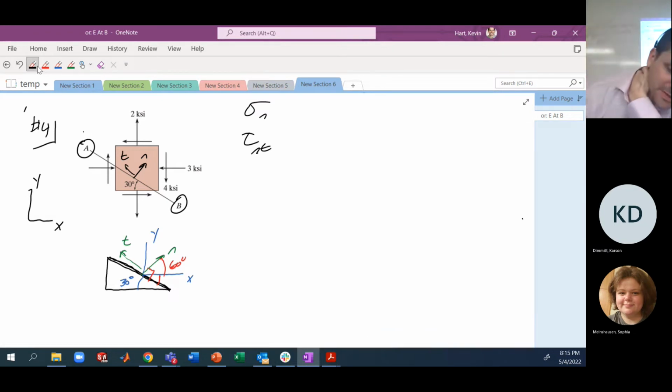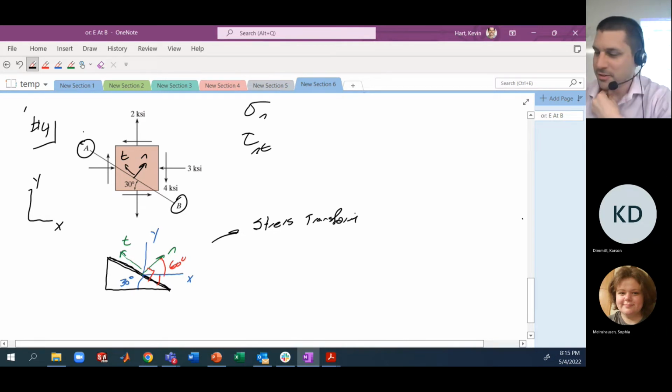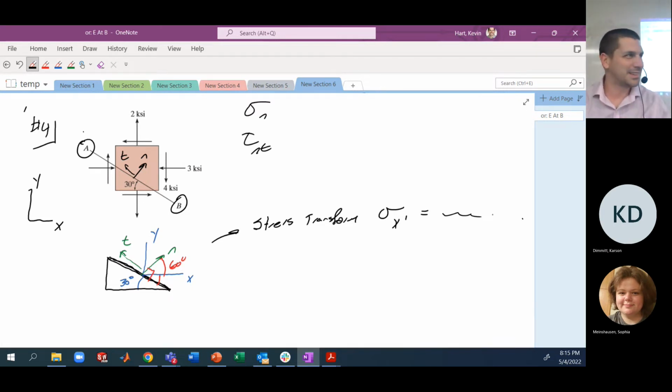Okay, so once you've gotten to that, we know we're going to use stress transformation equations. And typically those stress transformation equations would look something like sigma x prime equals stuff. But in this case, we're not rotating from xy to x prime y prime. We're rotating from xy to nt. So instead of labeling the new stress as sigma x prime, I'm just going to label it as sigma n. Got that? But we're generally going to use the same transformation equation. It's just slapping a different label on it, okay?